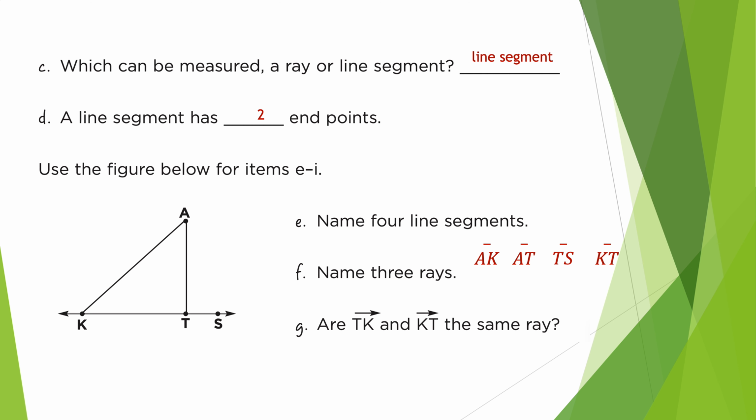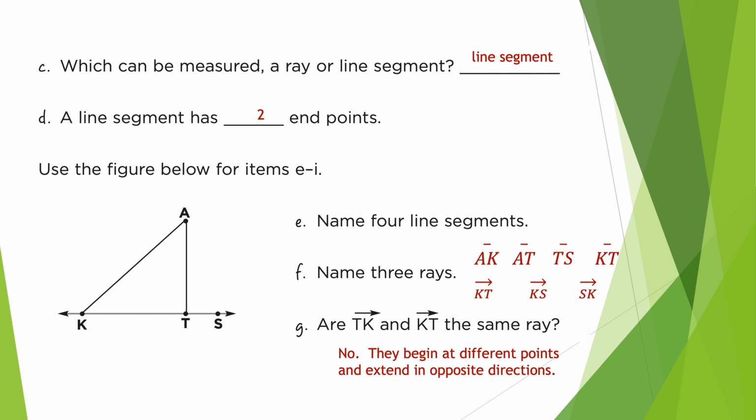Name 3 rays. There's K to T, start at K, go through T. K to S, go through S, and then you can reverse it in the other direction and do S to K or S to T. And reversing it is a different ray because you're beginning at S as opposed to beginning at K. So KS is not the same ray as SK. Are TK and KT the same ray? No, and we just said that because they begin and go in opposite directions.